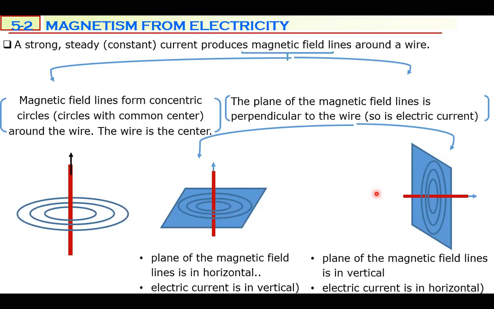Think of it this way. Electric current is moving on the wall up to the ceiling. So the magnetic field lines must be in a horizontal plane, like on the ground. If the electric current is moving on the ground, the magnetic field lines must be in a vertical plane, like on the wall. So if the plane of the magnetic field lines is horizontal, the electric current is vertical. If the plane of the magnetic field lines is vertical, the electric current must be horizontal.